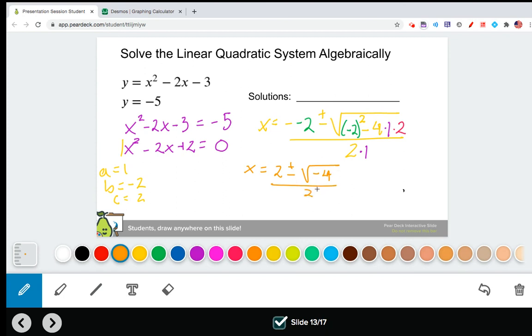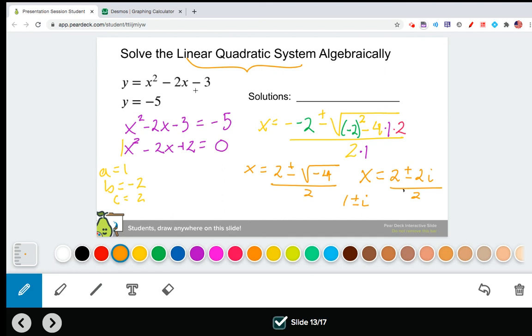Now, while there is an imaginary number that is the square root of negative 4, right? And we know that it's 2i. This doesn't make sense with the context of what I'm talking about. I'm talking about the coordinates x comma y where these two functions would intersect. And you cannot use complex numbers or imaginary numbers, even though I can simplify this to 1 plus or minus i. This does not work on the coordinate plane.